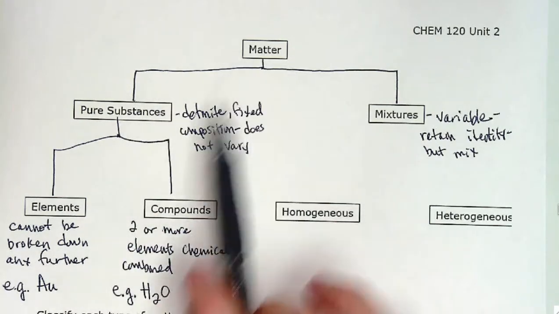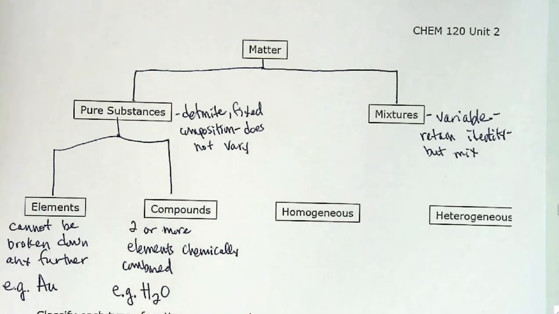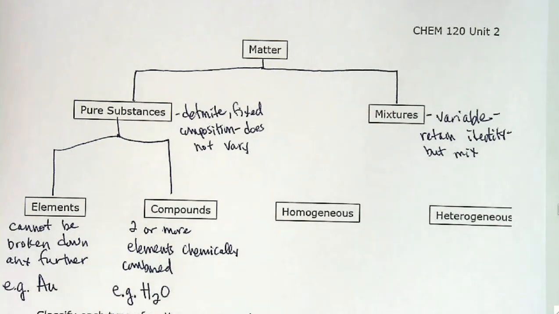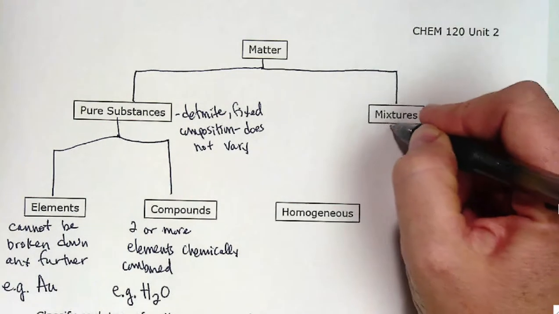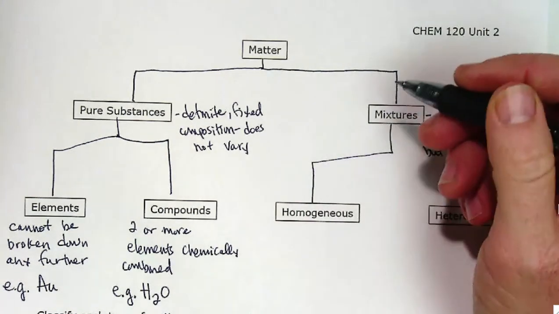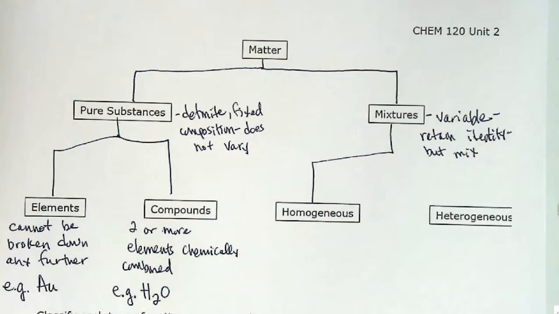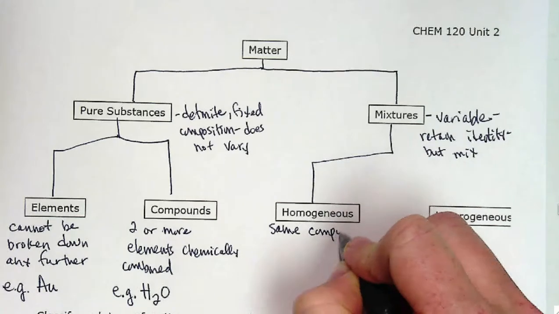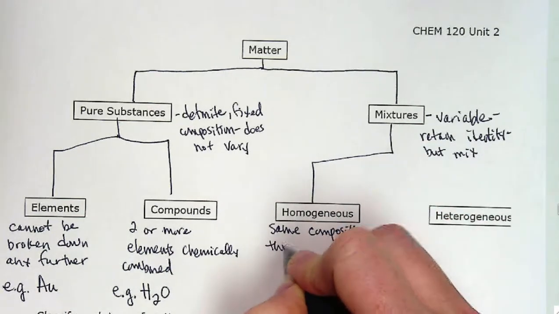Now on the other side of matter, we have mixtures. And so remember I mentioned that mixtures are variable, they retain their identity, but they mix. So there are two types of mixtures that you can come across. You have a homogeneous mixture, and that is they have the same composition throughout.